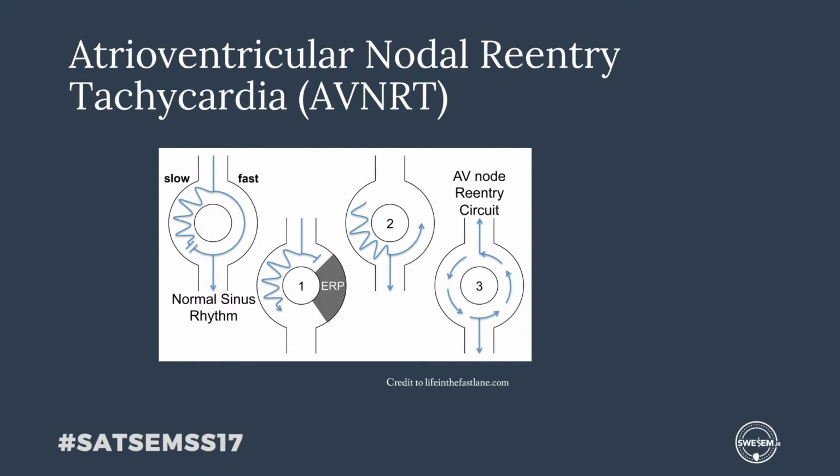Now, the most common type of AVNRT is slow-fast, and this means that it has a slow impulse leading down to the ventricles and a fast impulse leading up to the atria. The slow pathway in an AVNRT is anterograde, which means that the fast pathway leads the impulse in a retrograde direction. What that actually means is that the impulse that goes to the ventricles is slow, while the impulse that goes back to the atria is fast.